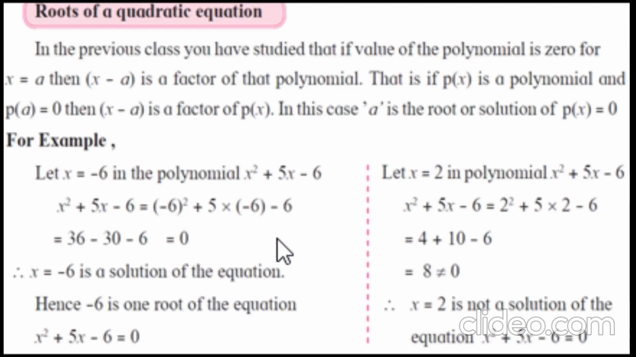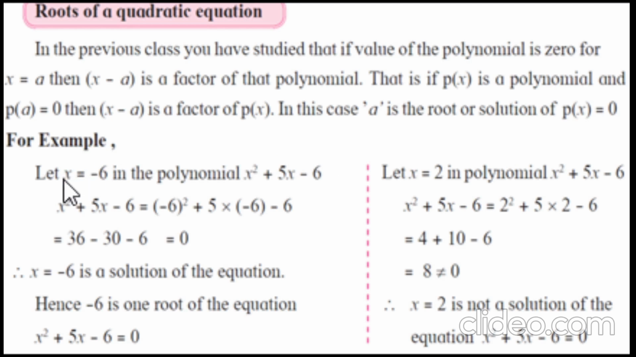Now what are the roots of a quadratic equation? In the previous class you have studied that if the value of the polynomial is 0 for x is equal to a, then x minus a is a factor of that polynomial. That is, if p of x is a polynomial and p of a is equal to 0, then x minus a is a factor of p of x. In this case, a is the root or solution of p of x is equal to 0. Let's see the example.